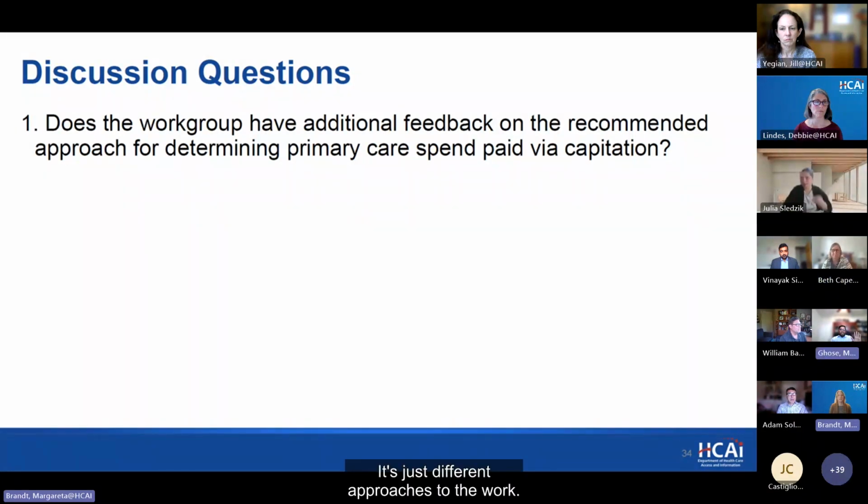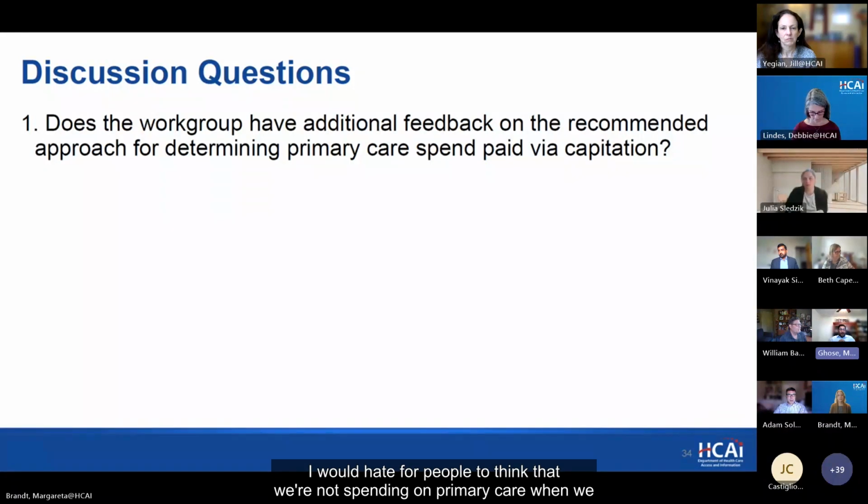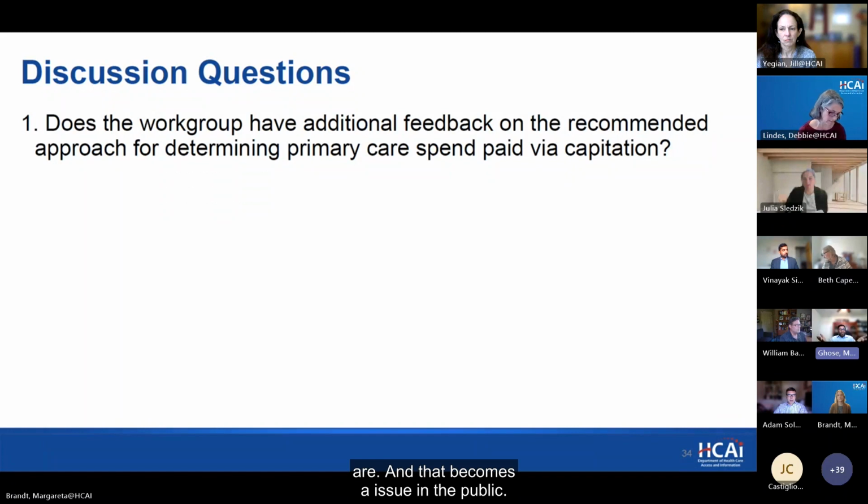Yeah, I wasn't suggesting conflict. I just wanted to make sure that we understand different approaches to the work. That's why I think having that definition made public is one thing, but having a subsequent reporting of what the full or the broader definition might include would also be very helpful, because I would hate for people to think that we're not spending on primary care when we are. And that becomes an issue in the public.